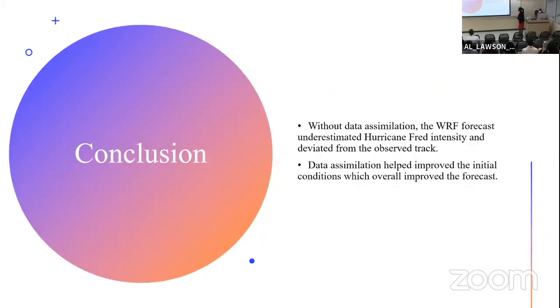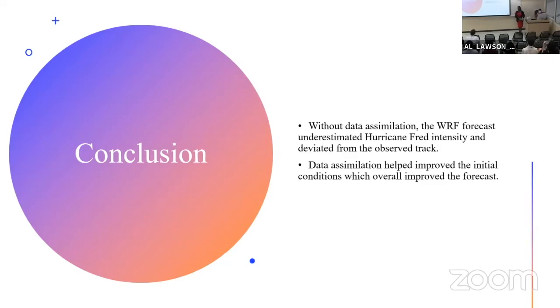So in conclusion, we say without data assimilation, the work model essentially underestimated the storm and what was expected to happen. But data assimilation helped improve the initial conditions, which then improved the forecast of the storm.